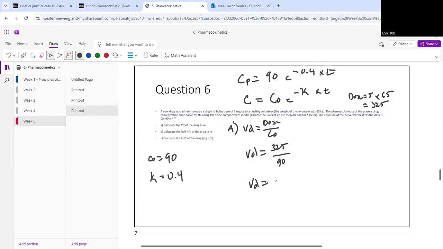Alright, so what do you guys get for VD? 3,600. Yes, that's good. What are the units? Yeah, that's very good. Perfect. If he doesn't tell you, if you find the volume or drug in mL, you have to find it in liters. But if he tells you milliliters, then find milliliters.